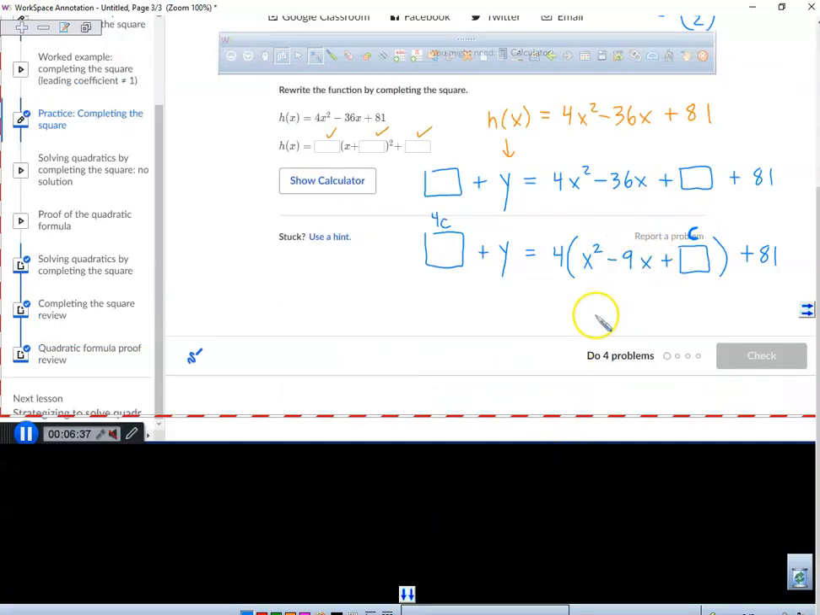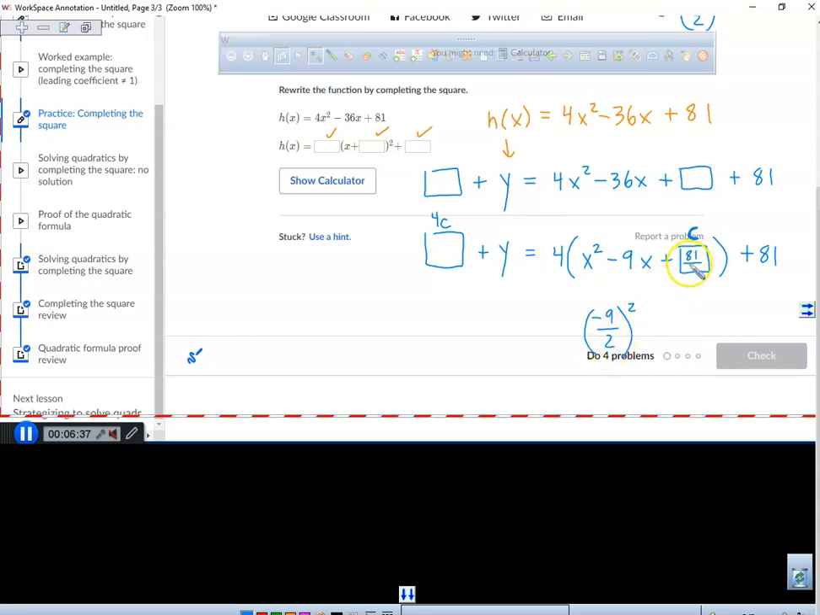So what is our B value? It's negative 9. What am I going to do with it? I'm going to take half of it and I'm going to square it. So negative 9 times negative 9 is a positive 81.